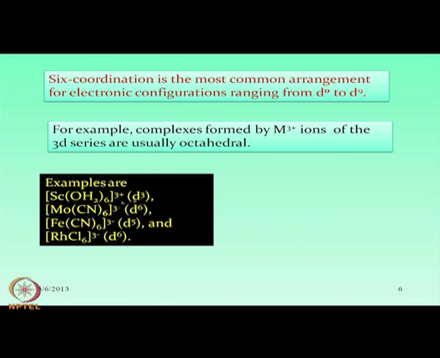So, for a d3 molecule we have the scandium hexaaqua complex, where 6 water molecules are surround the scandium center in octahedral geometry. Similarly, these are cyanometalates, where we have molybdenum, which is a d6 system. Similarly, this is iron, which is also hexacyano, a d5 situation, and rhodium, which is a d6 situation, where we have the 3 charge on the complex, and we get all as the corresponding octahedral geometry.